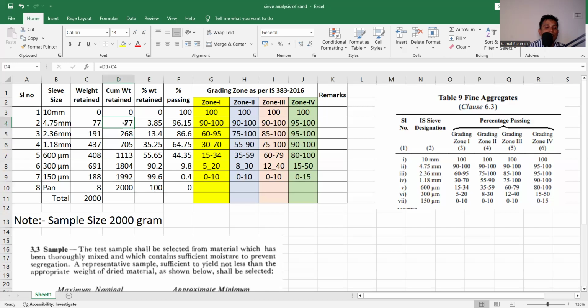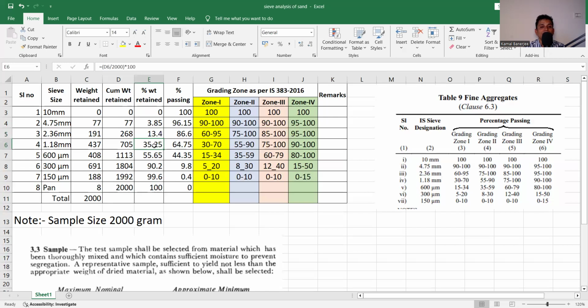If we change it, again the total will be changed. So here it will be 77. Okay, so what will be the cumulative? That is 77 written. So 3.85. Here 119, 216, 13.4. How is it coming? D5, that is 265 divided by 2000 into 100, 13.4.